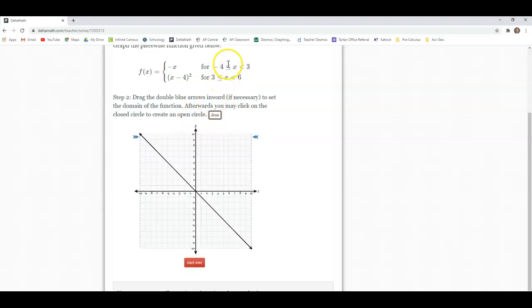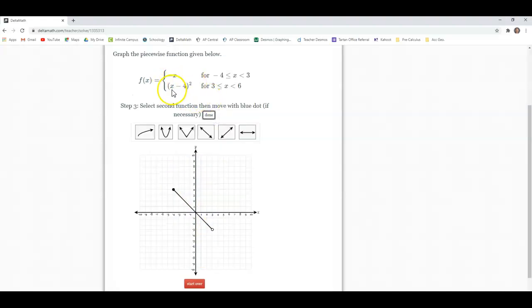Now I have to set the domain. And notice your circles. I've got a less than or equal to circle right here at negative 4. So I'm going to bring in this domain until I get to negative 4. And then I want it to be a closed circle, which it is. And then this side says x is less than 3. So my function has to be less than x equals 3. I'm going to bring it to 3. And then I'm going to make it an open circle because of the no underline there. This is saying x is less than 3. So this is the piece of this function from negative 4 to 3. Closed circle to open circle.